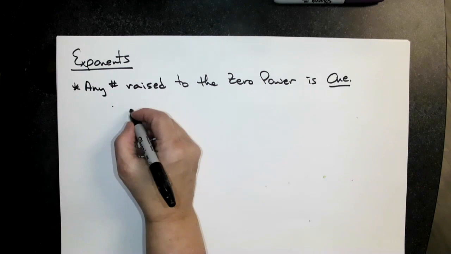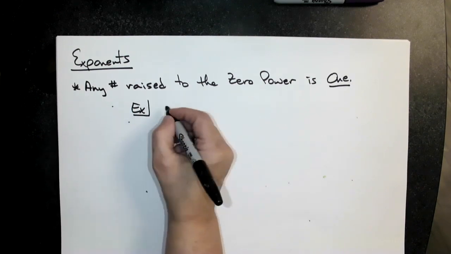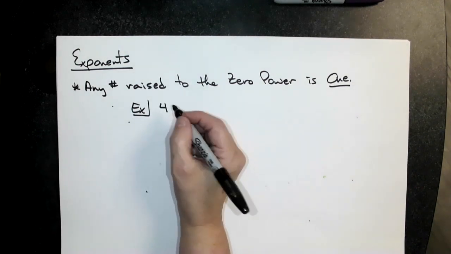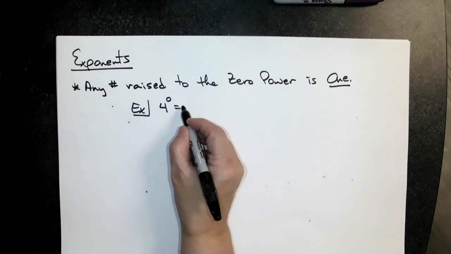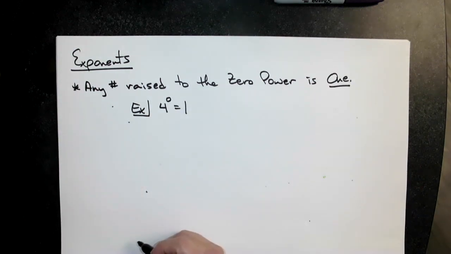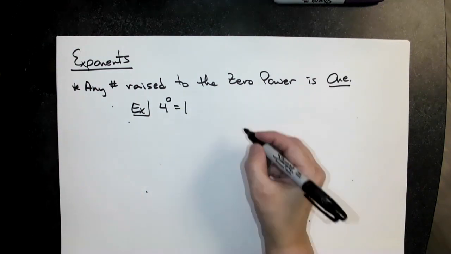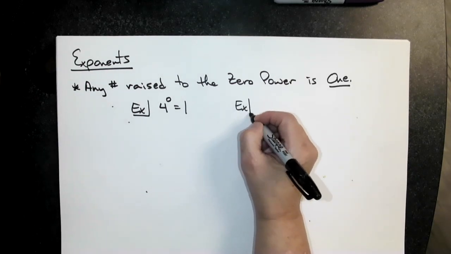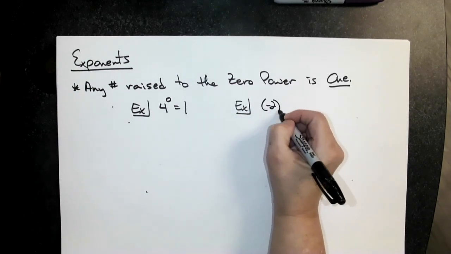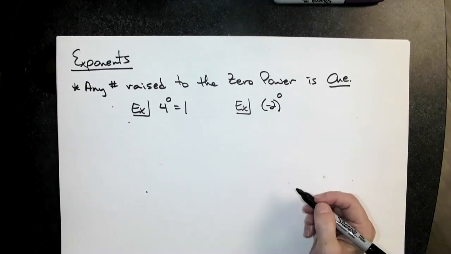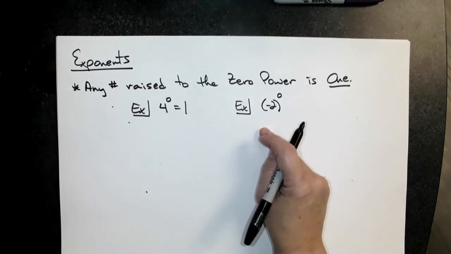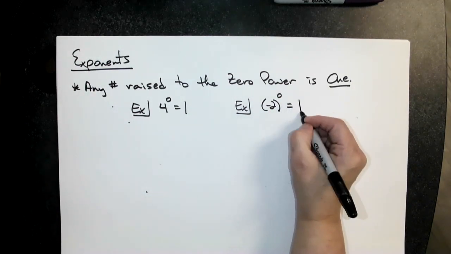All right, so some examples of that. A number as small as 4 raised to the 0 power is 1. Anything raised to the 0 power, doesn't matter what it is. It can be a -2 in a set of brackets raised to the 0 power. Doesn't matter what the base is, raised to the 0 power. Answer is 1.